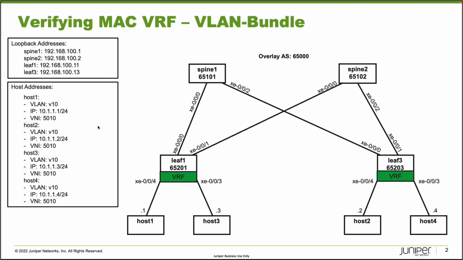Then the loopback addresses. This will be important as we look at VXLAN tunnels and things like that. Spine 1 uses 192.168.100.1. Spine 2 uses .2. Leaf 1 uses .11, and leaf 3 uses .13.